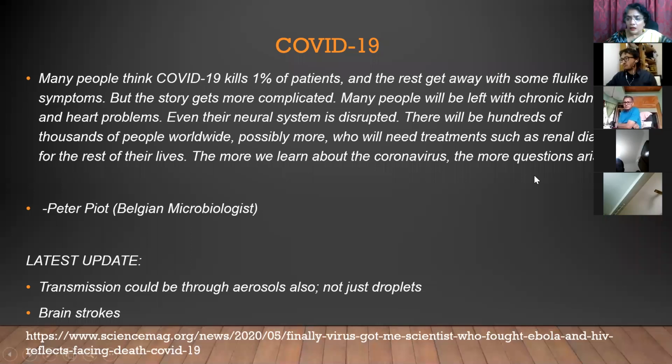But the story gets even more complicated. Many people will be left with chronic kidney and heart problems. Their neural system is disrupted. There will be hundreds of thousands of people worldwide who will need treatment such as renal dialysis for the rest of their lives. The more we learn about the coronavirus, the more questions arise. I mean, this is a man who is actually an expert in the field. Let us not take him lightly.